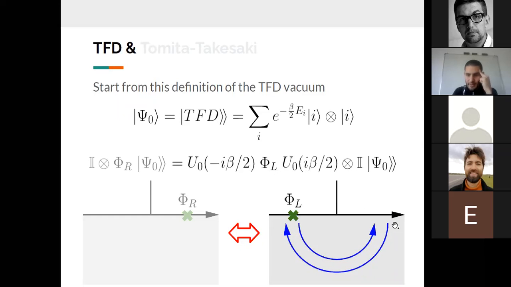But before that, I move to the left side, then I operate with phi L, and then go back to the right side. So these operations, if I ask for any operator of the theory, are equivalent on the state phi 0. This completely constrains the TFD operator to be of this form. So what I'm going to tell you is that we will prefer for our construction this definition of the TFD vacuum, which looks like a constraint.